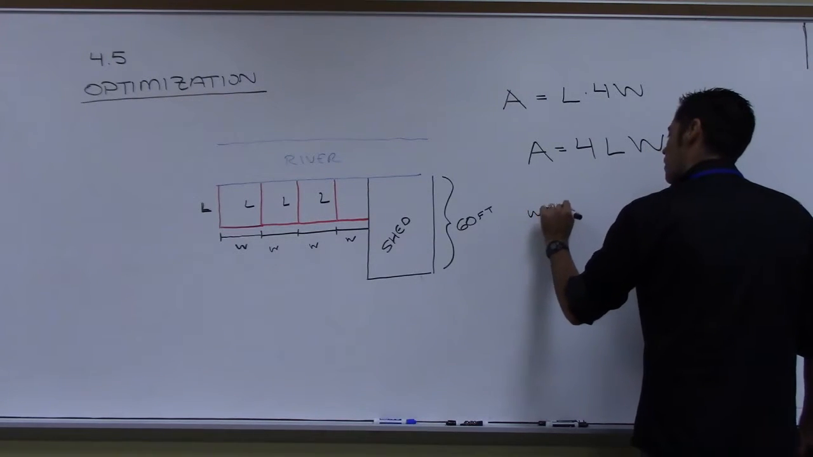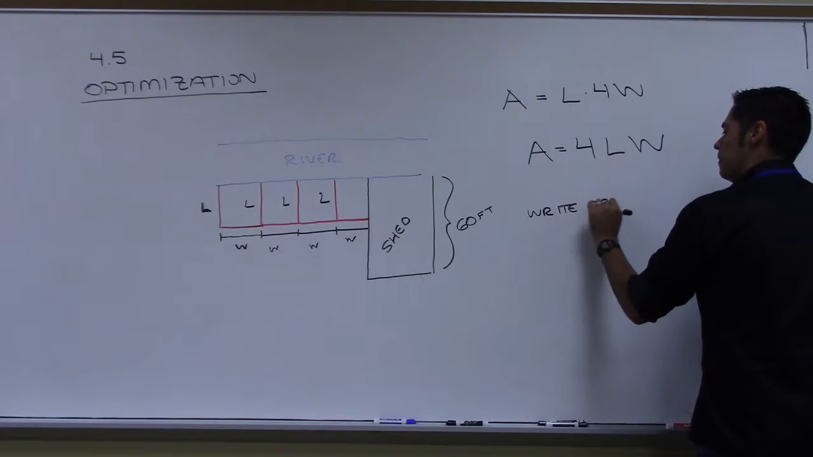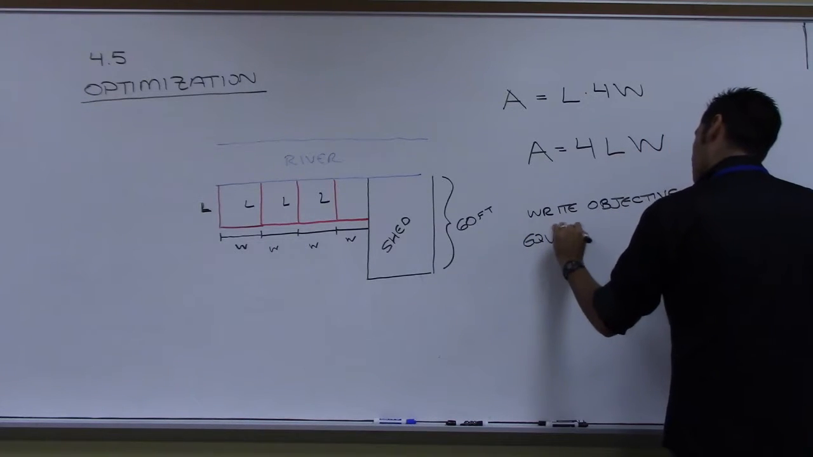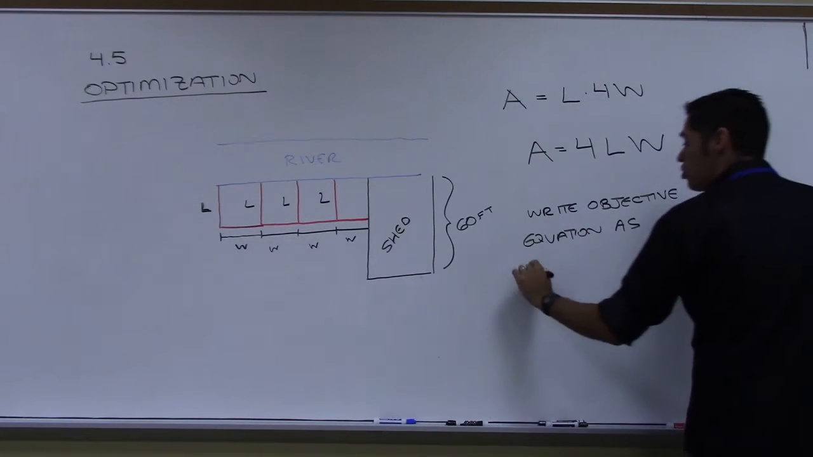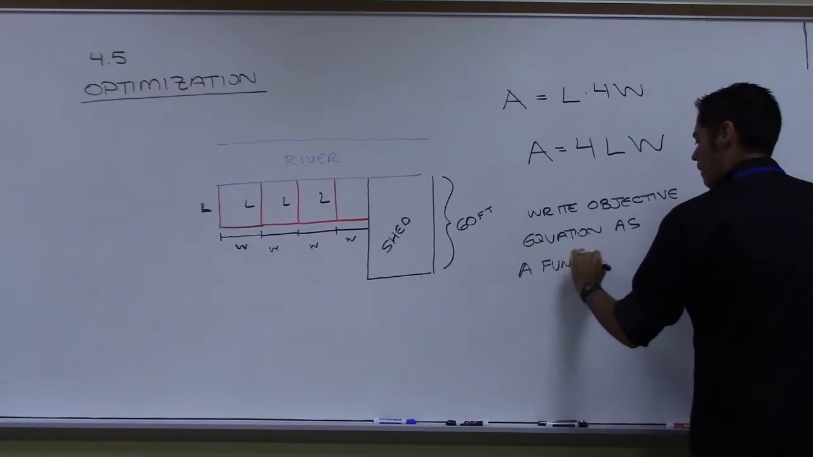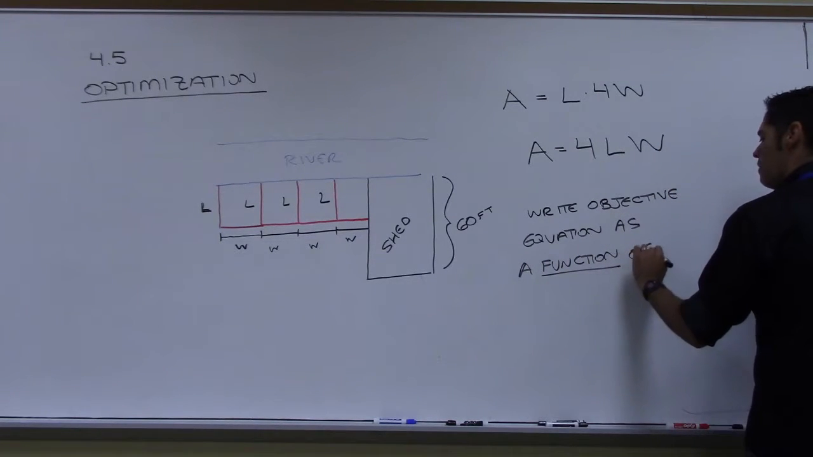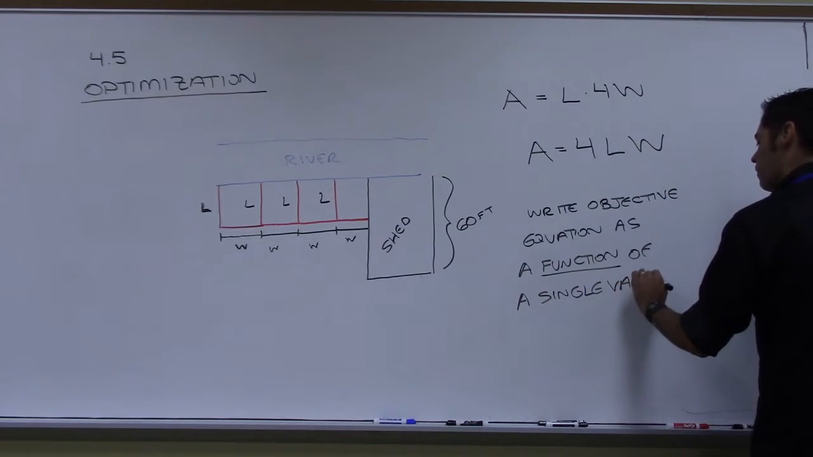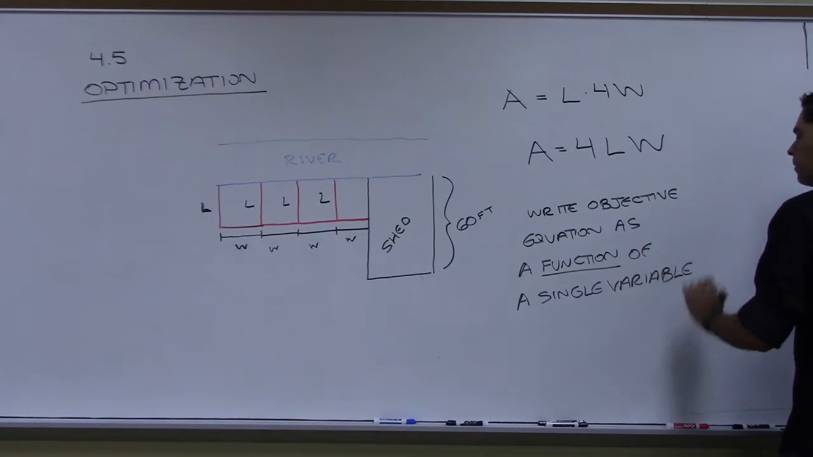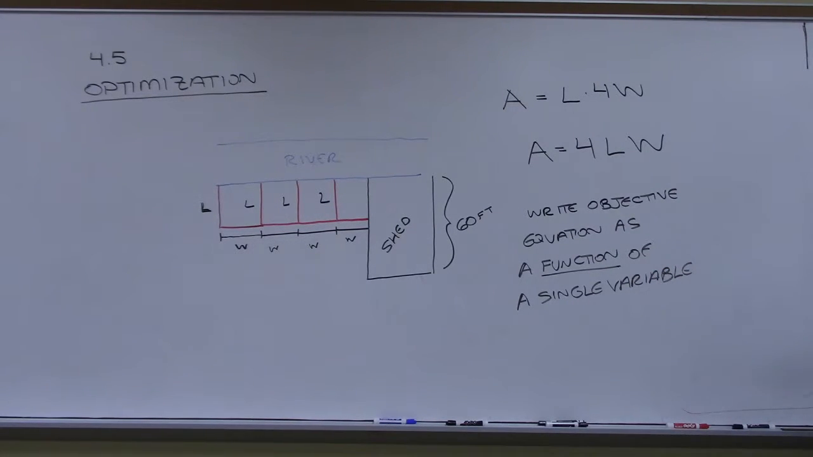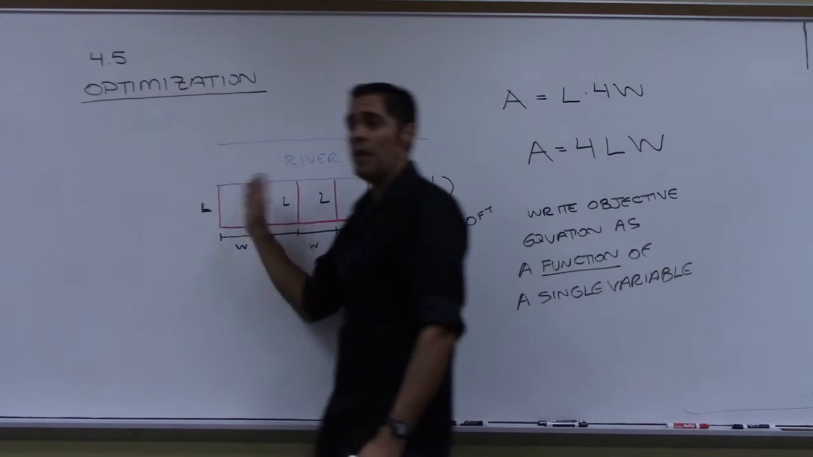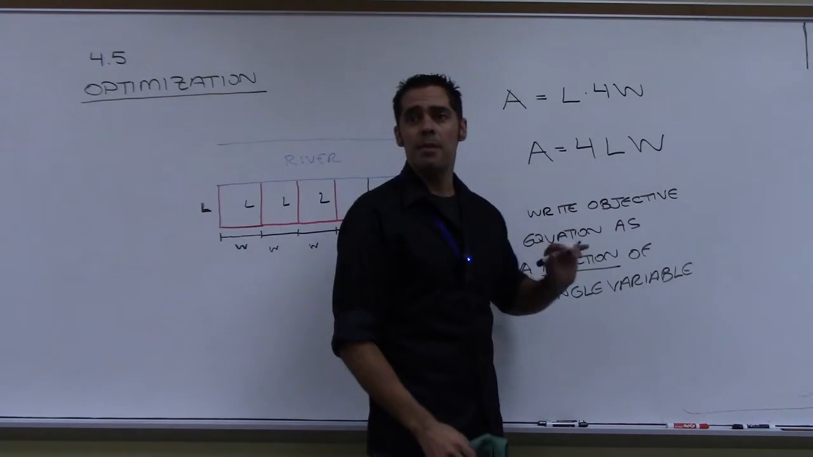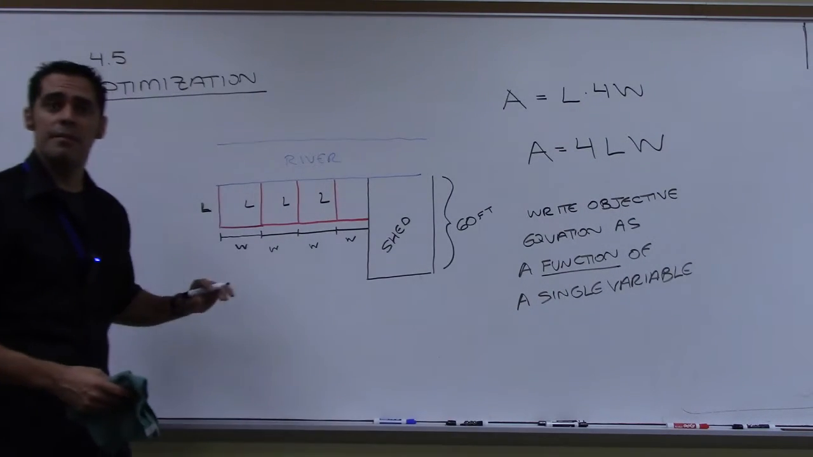The next thing we need to do is to write the objective equation as a function of a single variable. So right now, in order for me to tell you what the area of this enclosure is, the whole thing together, I have to know 2 things, right? I have to know what L is, and I have to know what W is. If I know what L and W are, then I can tell you what the area of that is, yes?